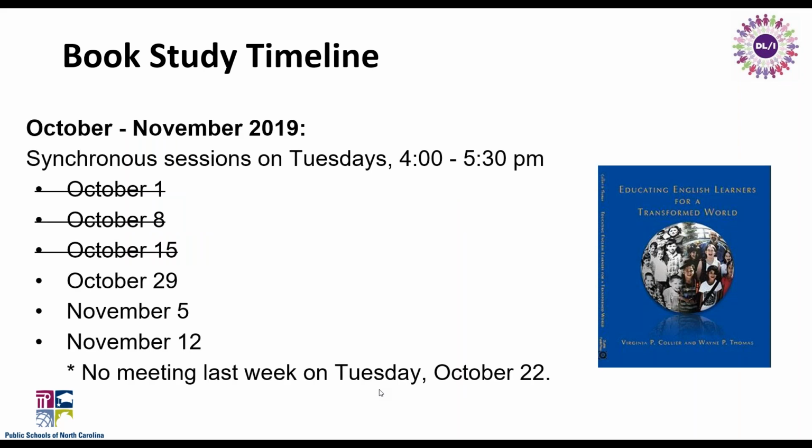Let's talk a little bit about where we are in the book study. Here is our timeline. You've seen this before. You know that we have our synchronous sessions over the course of these 2 months, October and November, on Tuesdays from 4 to 5:30. We are now going to be more than halfway through as of today, because October 29th is our last one in October, and then we have 2 coming up in November. We did not meet, as you know, last week on Tuesday, October 22nd, as a time for everyone to get caught up on assignments and postings and take a bit of a break from our weekly meetings. So we are back on track now, and we will finish out on November 12th.